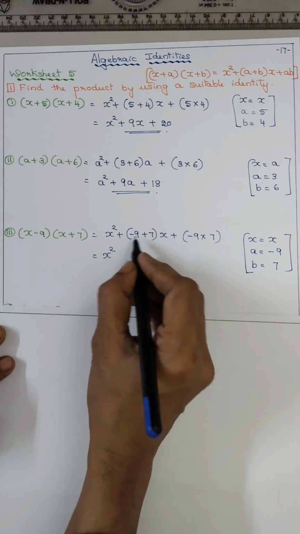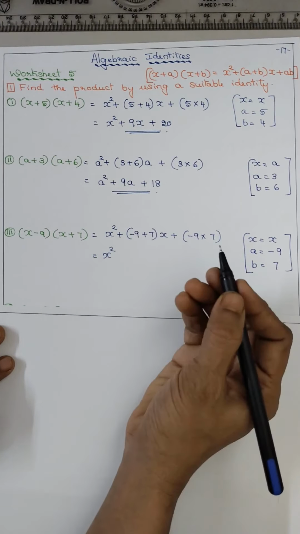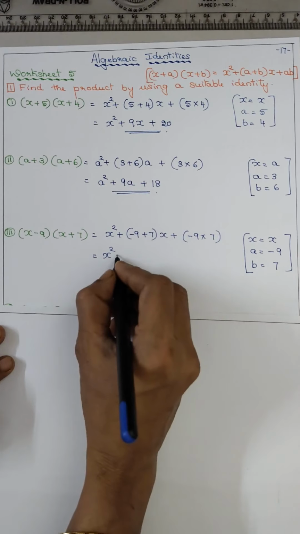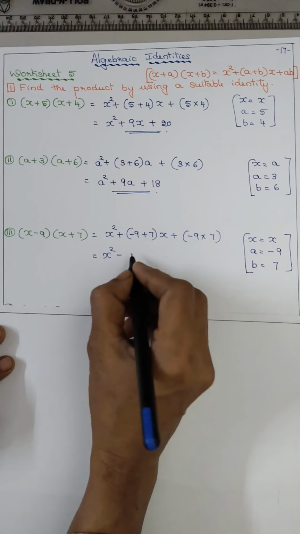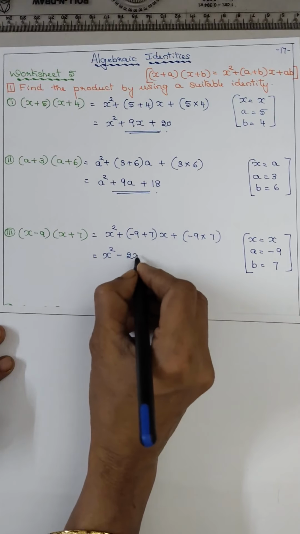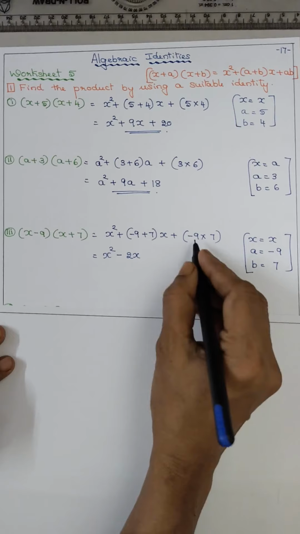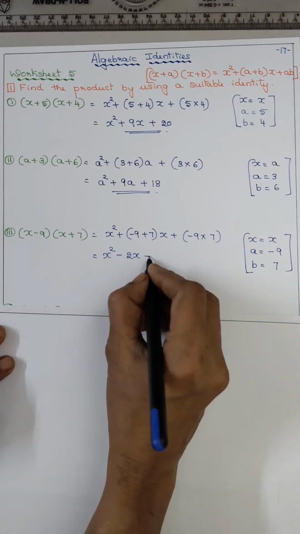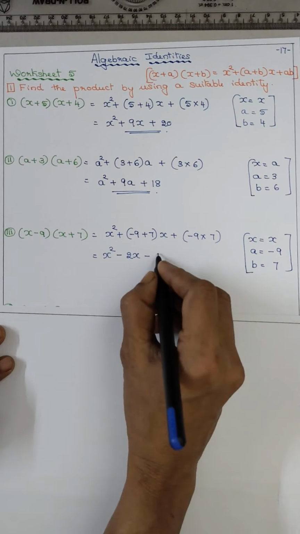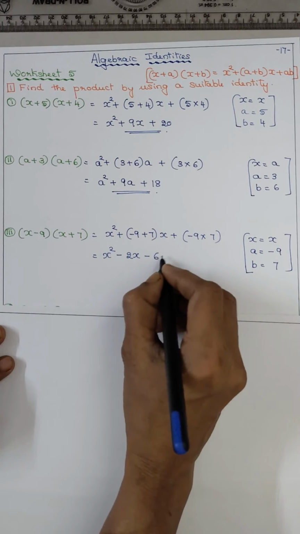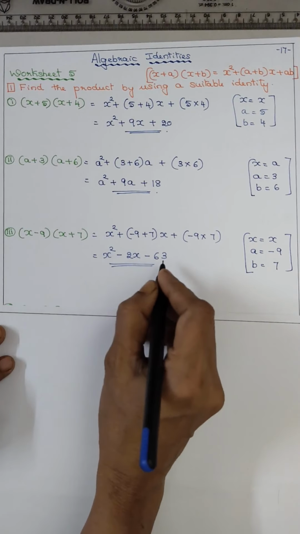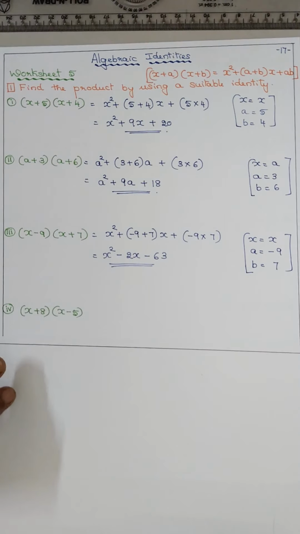Now here the signs are different, so look for the difference. Subtract, the bigger number's sign is minus, 9 minus 7 is 2, into x, minus 2x. Now in multiplication different signs, minus 9 3s are 9, 9 7s are 63. Answer is x² − 2x − 63.